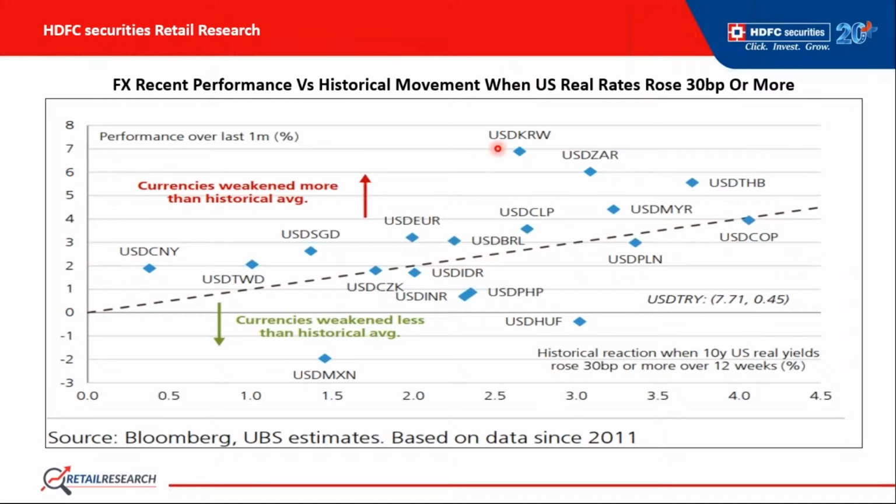What are the currencies on a weaker side? It would be the Euro, Chinese yuan, Taiwan dollar, Brazilian, Korean, South African. These are some of the currencies which have historically shown more depreciation compared to the average. So we are still on a better side even if the Fed rate moves above 6%, or the 10-year yields rise 30 basis points or more over the next 12 weeks.